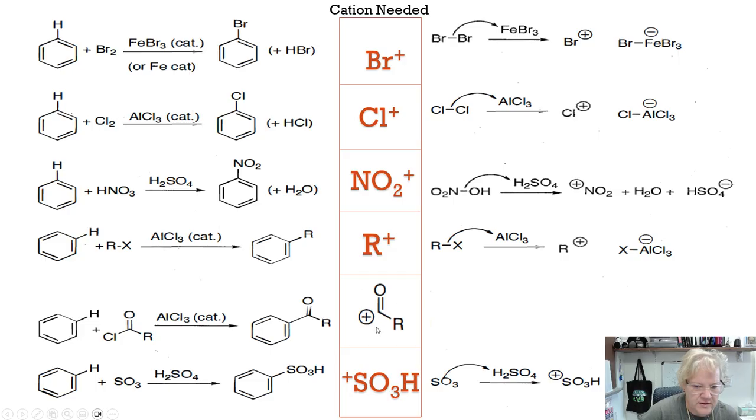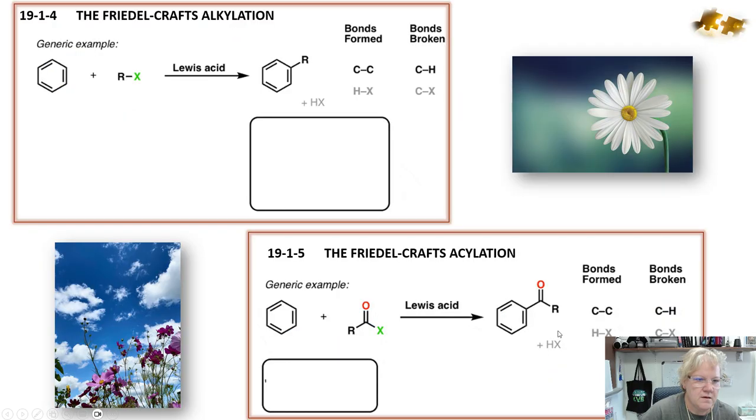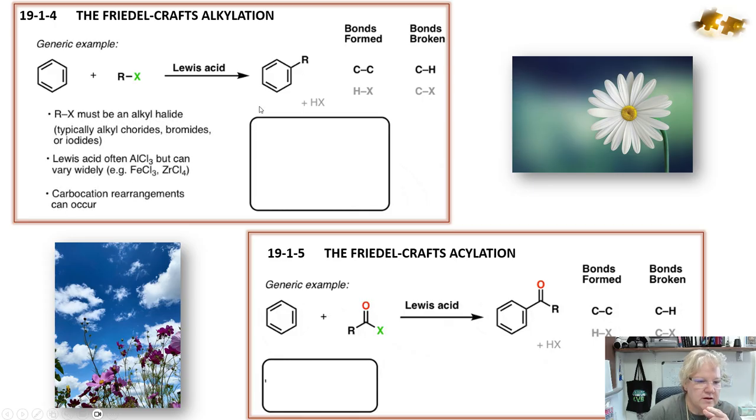This is our electrophile that we used. And we're going to see an interaction to give us this acylium cation. Okay? All right, so comparing the two real quick. So the first one is the alkylation. We're going to put the alkyl group on there.